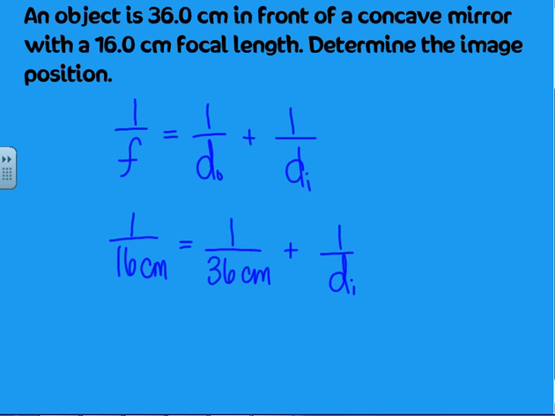If my focal length is 16 centimeters, that means my radius is 32 centimeters, because radius is always twice the focal length. So my object is located outside of C, which means my image should be between C and F. That corresponds to the second scenario. C is 32 centimeters away from the mirror. F is 16 centimeters away from the mirror. So when I solve for the image distance, di, I should get a number between 16 and 32.